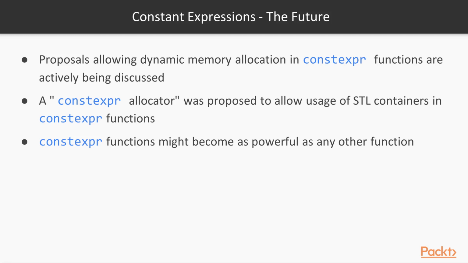But what does the future hold for constant expressions? There are proposals being discussed in the C++ standard committee that would allow dynamic memory allocation in constexpr functions. Something like a constexpr allocator was proposed to allow usage of the standard library containers in constexpr functions. The idea is that constexpr functions might become as powerful as any other function sometime in the future. This would allow you to use data structures such as std::map, std::string, or std::vector as part of the body of the constexpr function.